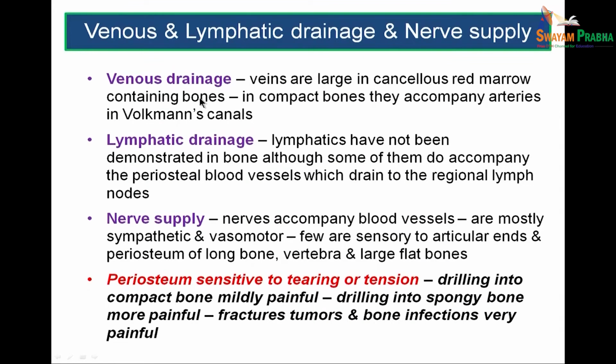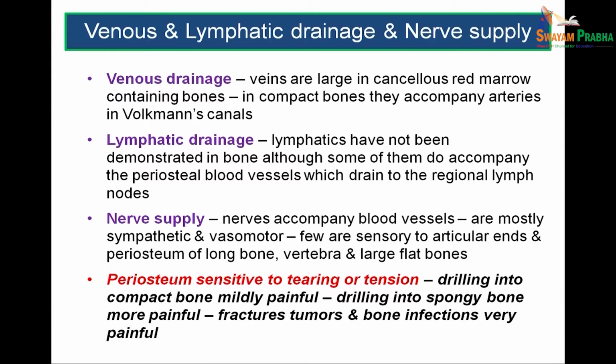The venous drainage. Veins are large in cancellous bones. In compact bones, they accompany the arteries. Lymphatics have not been demonstrated in bone, though they say that some lymphatics do accompany periosteal blood vessels. Nerve supply to a bone. Nerves accompany the vessels in a bone, mostly sympathetic, and there are few nerves which are sensory to the articular ends.